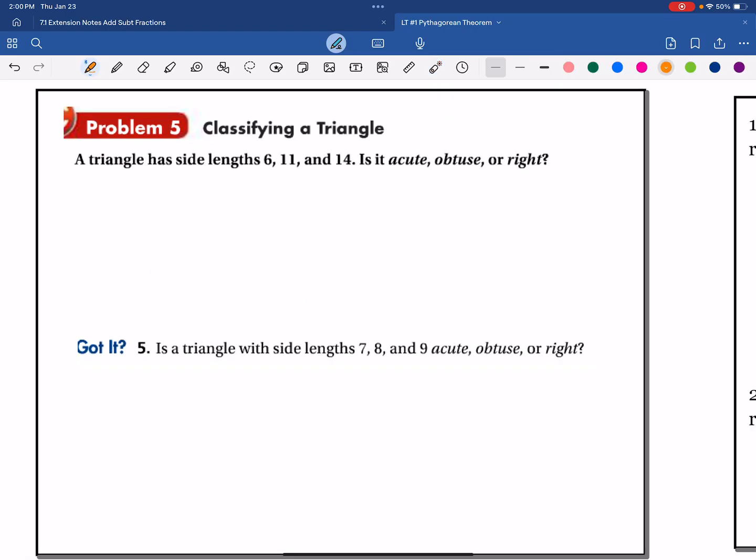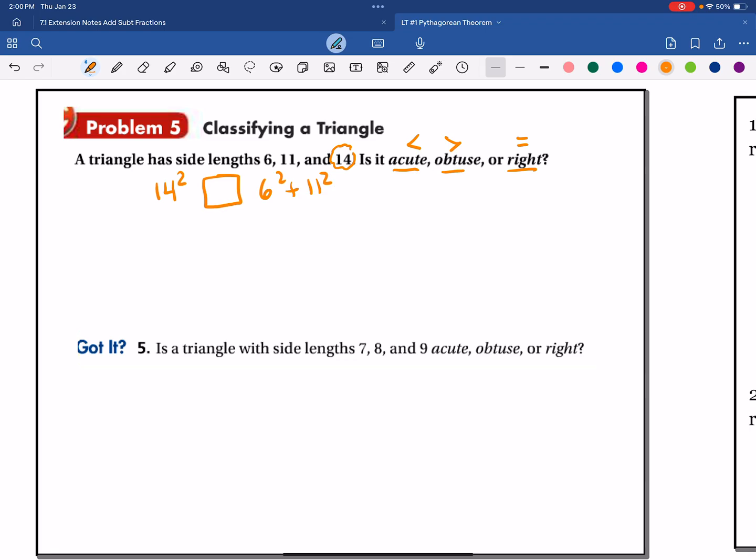A triangle has side lengths 6, 11, and 14. Is it acute, obtuse, or right? Well, if this were a right triangle, 14 would be the hypotenuse. So I'm going to analyze with 14 first. 14 squared, and say, how does that relate to 6 squared plus 11 squared? If it's equal, I've got a right triangle. If 14 squared is greater than, then I've got an obtuse, and if 14 squared is less than, I've got an acute. Always put C squared on the left. That's a little trick to the trade.